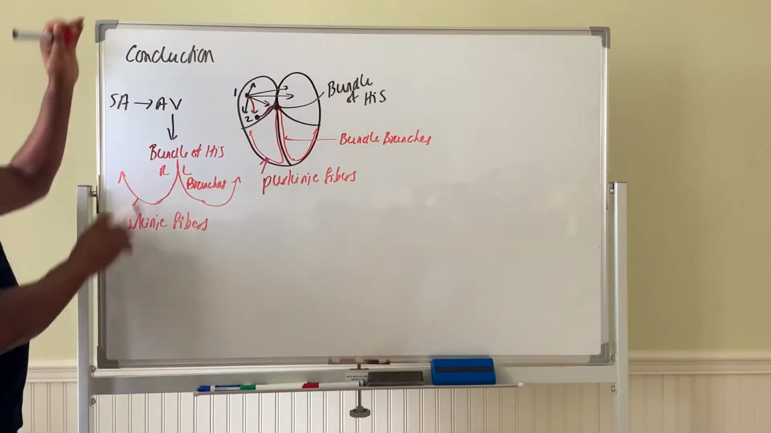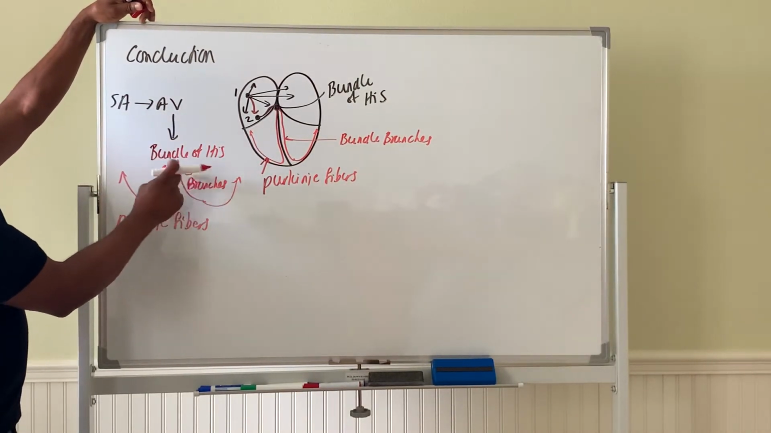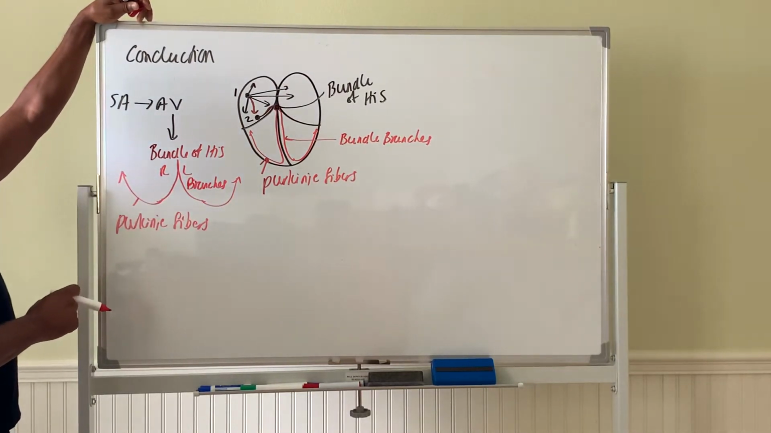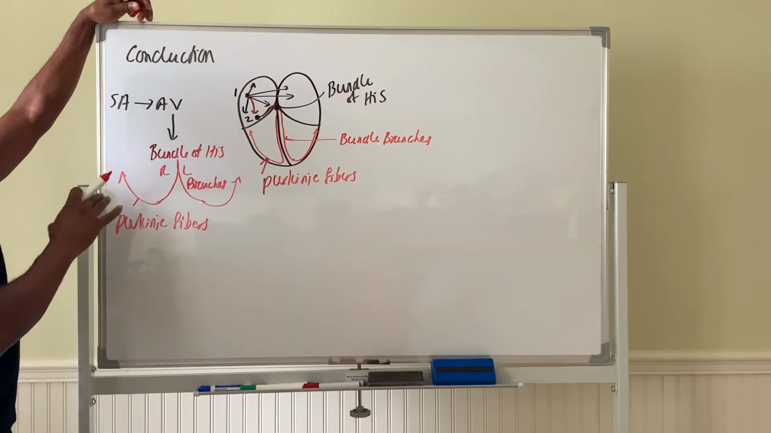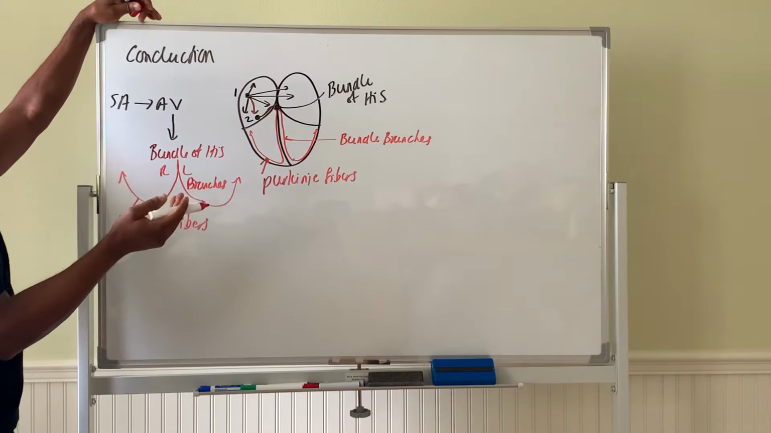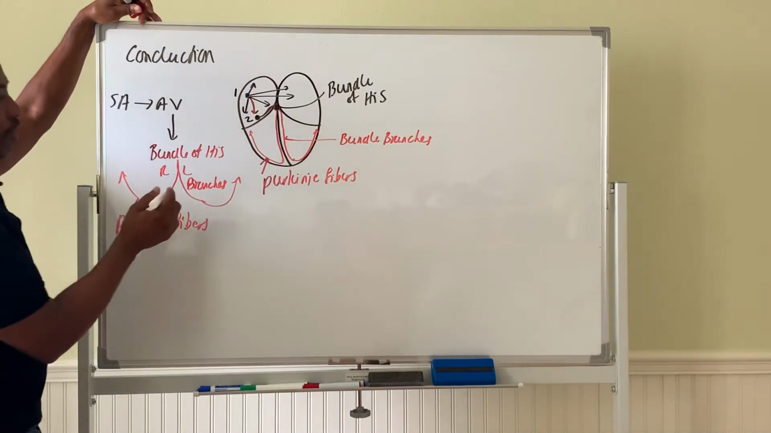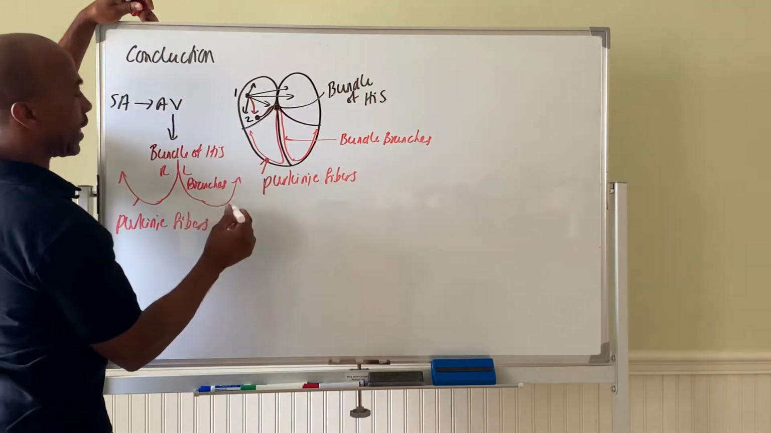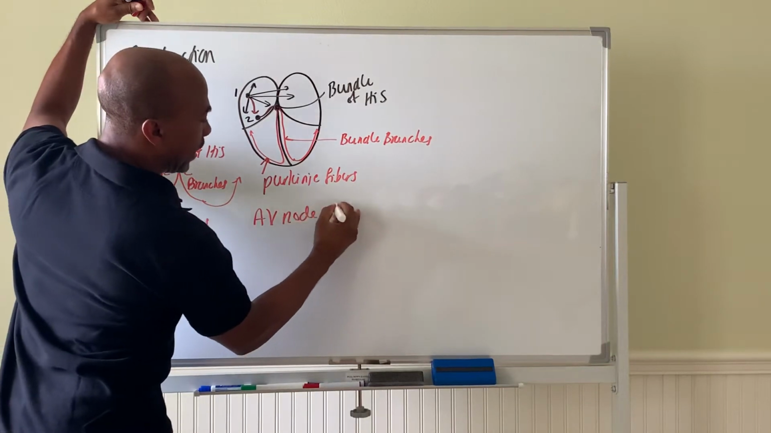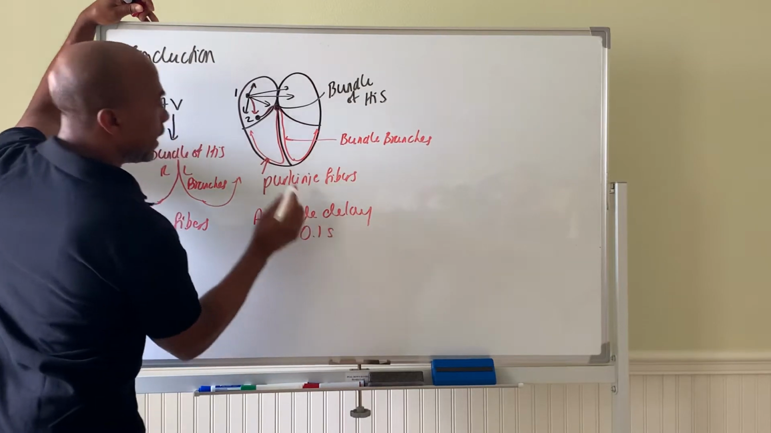So please note for me then this sequence: SA node, AV node, bundle of His, right and left bundle branches, and then up the Purkinje fibers. That's how the electricity that's made here spreads across the heart itself to activate the other muscle cells that require this kind of input. And another fact we should point out here is that at the AV node, there's something called the AV node delay, okay, of about 0.1 seconds.